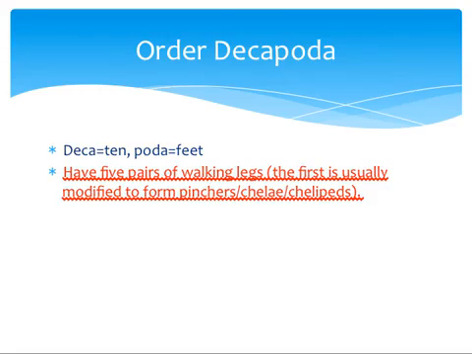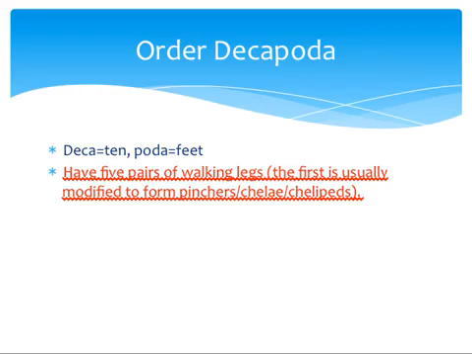Now on to order Decapoda. Deca means 10, poda means feet, so decapods have 10 feet. They have 5 pairs or 10 feet of walking legs. And the first is usually modified to form pinchers. They're also called chelae or chelipeds.